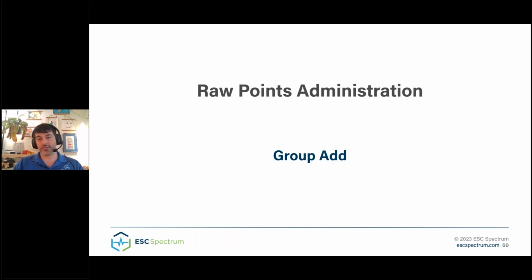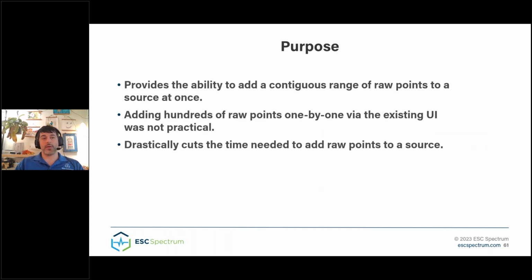Raw point administration group add. So this provides the ability to add a contiguous range of raw points to a source at once. Because before, adding hundreds of raw points one by one through the existing user interface really wasn't very practical. And so adding this feature, it really cuts down the time needed to add raw points to a source. And so if you were adding a new source or if you're setting up a new system, this can really help speed things up for you.